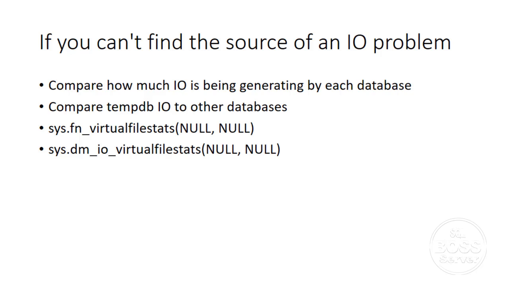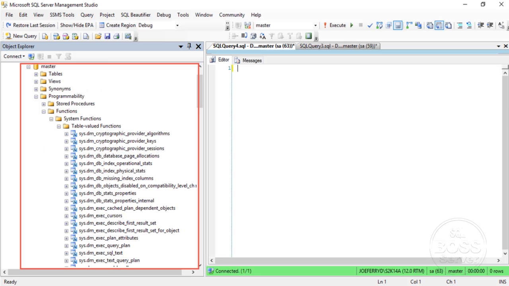to compare how much I/O is being generated by each database and compare the I/O of tempdb to other databases. There are two functions that do this. One is sys.fn_virtual_file_stats. If you give it null parameters, it will show you the file stats for all databases on a server, regardless of the context from which you execute the query. We have the newer dynamic management view, sys.dm_io_virtual_file_stats, that takes the same parameters. I haven't read that the function is deprecated, but I'm still going to use the dynamic management view.